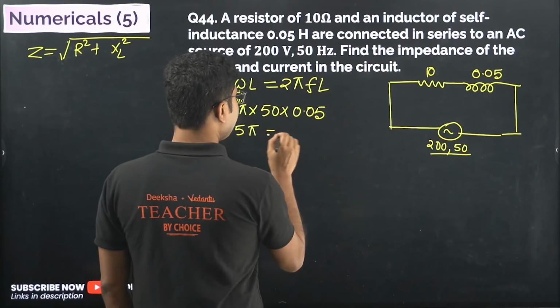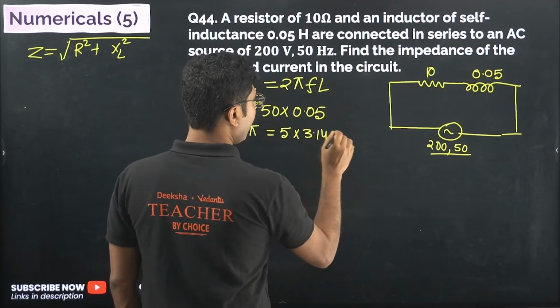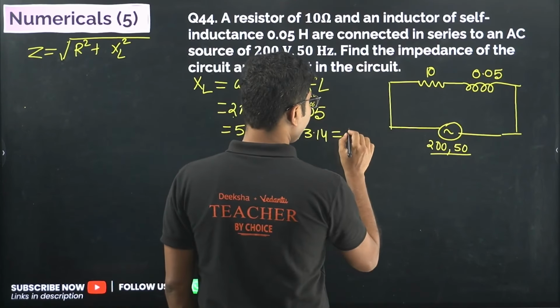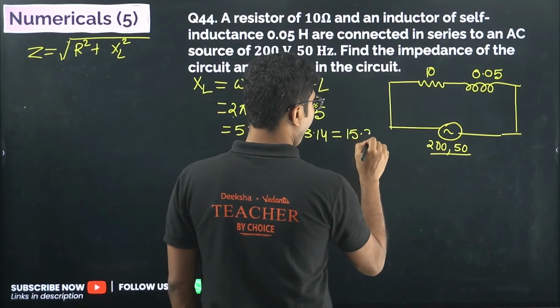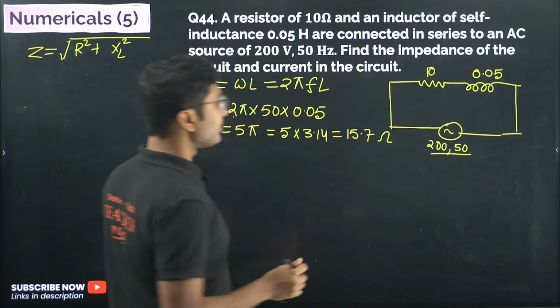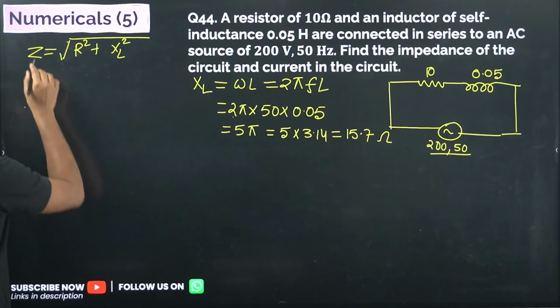Pi is 3.14. So if you multiply, you will get 15 plus 0.7, so 15.7. So 15.7 is the inductive reactance. This unit is in ohm. So what is the impedance now?